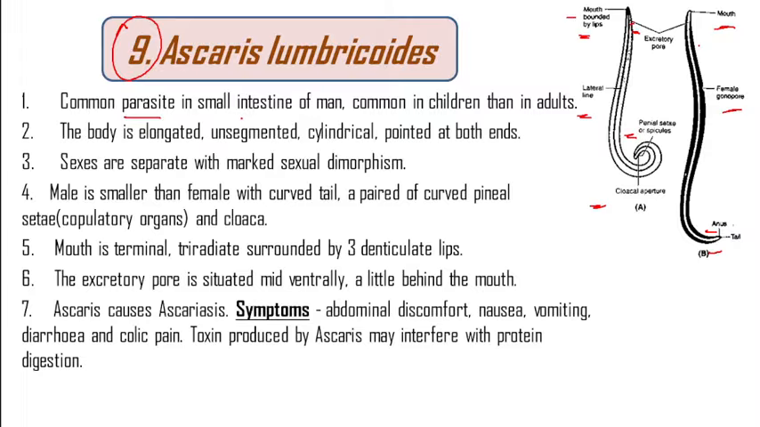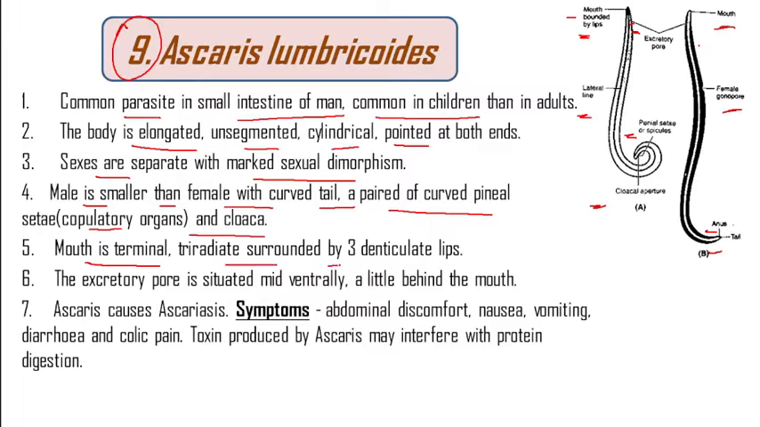It is a common parasite in the small intestine of man, more common in children than in adults. The body is elongated, unsegmented, cylindrical, pointed at both ends. The sexes are separate with marked sexual dimorphism. The male is smaller than the female with a curved tail. A pair of curved penial setae, that is the copulatory organs, and the cloaca is present. The mouth is terminal, triradiate, surrounded by three denticulate lips. The excretory pore is situated mid-ventrally, a little behind the mouth. Then this is the very most important characteristic.